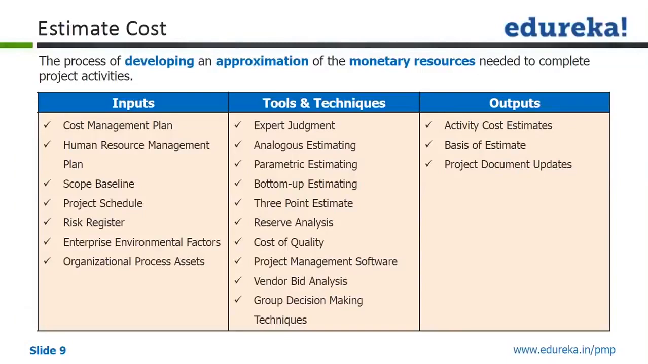Estimating cost is the process of developing an approximation of the monetary resources needed to complete project activities. The inputs are many, as you can see. Here we will also see rough order of magnitude estimates, definitive estimates, and those kinds of definitions, which we'll see in subsequent slides. The first input is the cost management plan, which is obvious, coming from the first process, plan cost management.